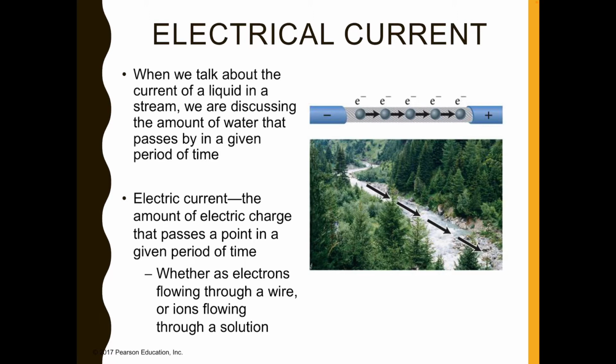So first we need to talk about electrical current. If we think about a stream flowing through the woods, when we talk about the current, we're looking at the amount of water that passes by a given point in a given period of time. This is the same way that we will look at electric current. We're going to look at the amount of electrical charge that passes a point in a given period of time. This can be electrons flowing through a wire, or it can be ions flowing through a solution, but we're looking at a flow of electrons.